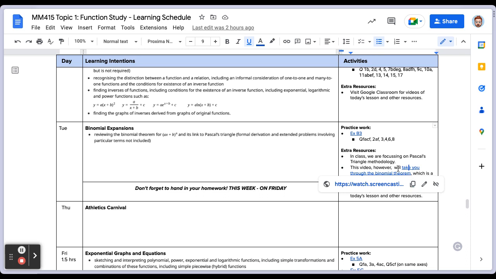All right. So I'm going to focus on Pascal's triangle because 9 times out of 10, Pascal's triangle is sufficient in order to solve most problems.